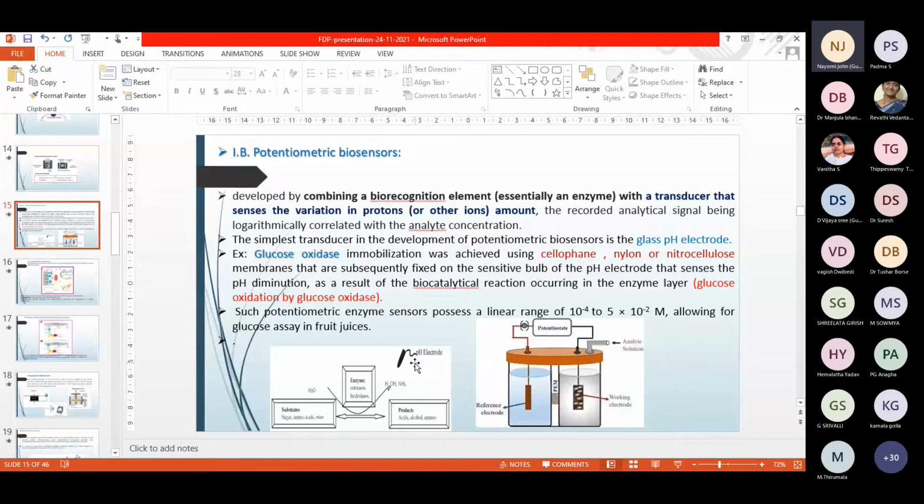So here you can see the instrumentation. This is the working electrode on the right side. On the left side, it is the reference electrode. This working electrode will have the immobilized enzyme membrane.